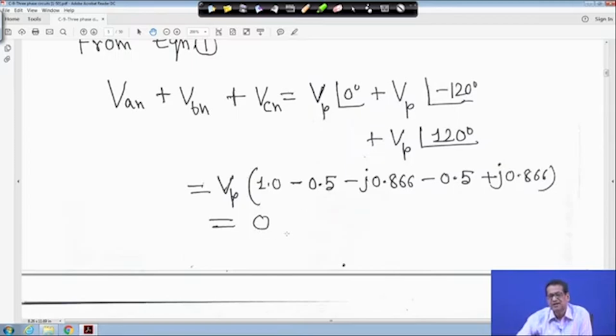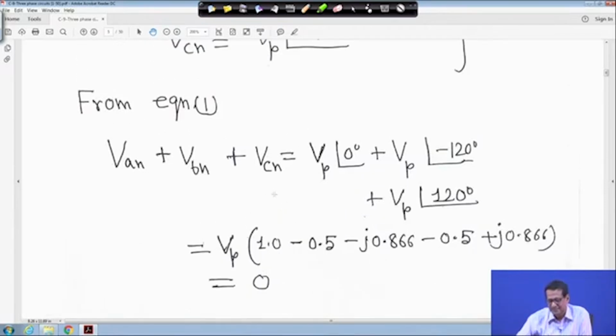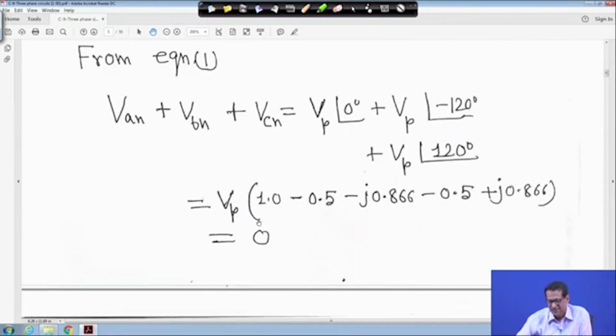0 doesn't mean that it will become balanced, because the parameters may be taken in such a fashion. Suppose this has become 0. But for the sake of your understanding, at this stage you just assume that if this is 0, then for a balanced voltage source VAN plus VBN plus VCN is equal to 0.